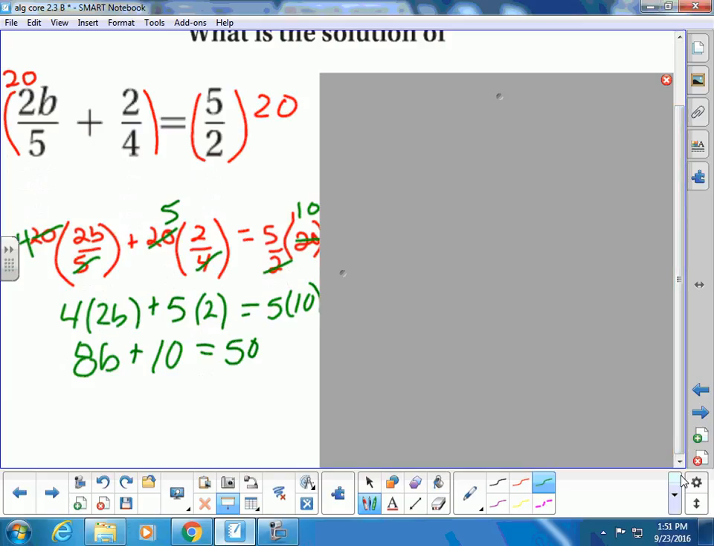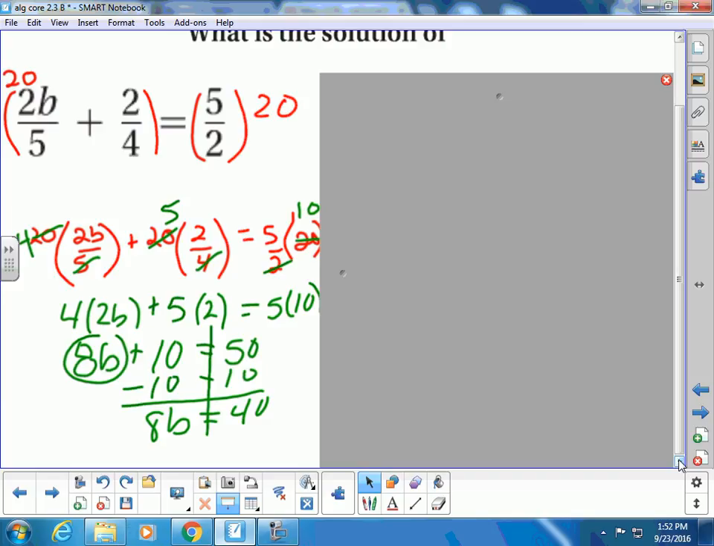Now we're just back to the regular stuff. Subtract 10. Sometimes we circle this, right? So now we have 8b equals 40. 50 minus 10 is 40. And then we divide both sides by 8 to break 8 and b apart. And we get b equals 5.